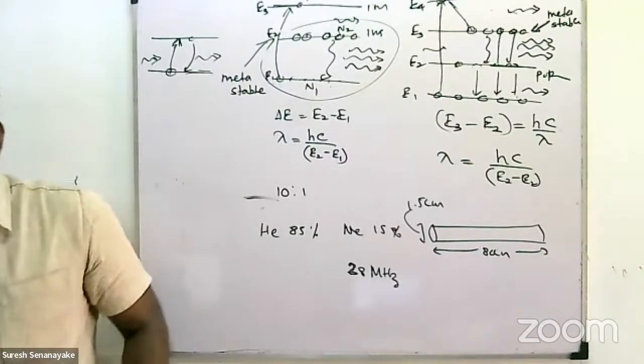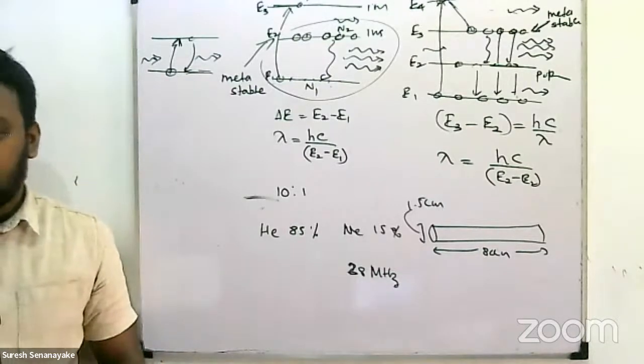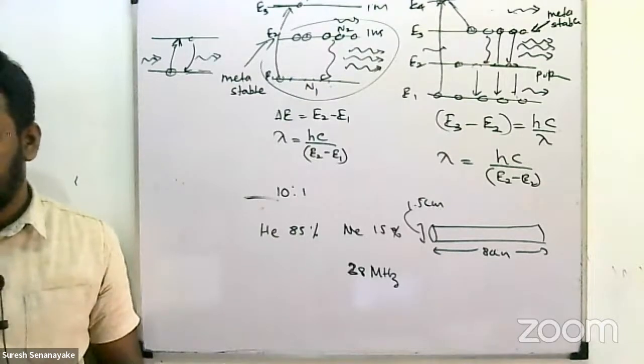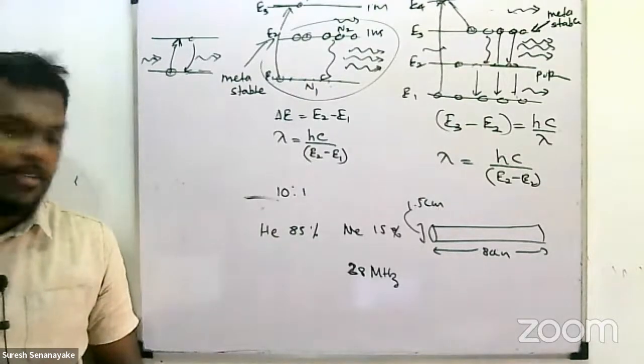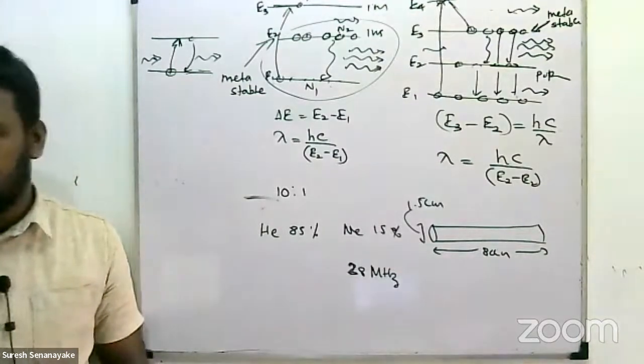The red color laser we can see comes only from E6 E3. The lasers from the other transitions we can't see because they are not in the visible region.